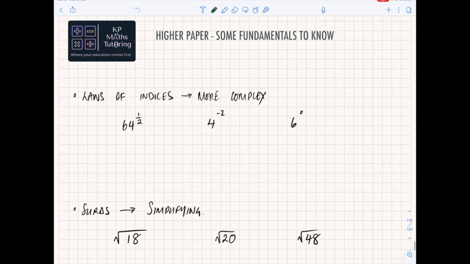In this one I'm just going to go through some fundamentals, some basic things that you need to know if you are sitting the higher paper. So we'll go through various different areas of the maths curriculum for higher and just things that will help you pick up marks along the way throughout the paper.